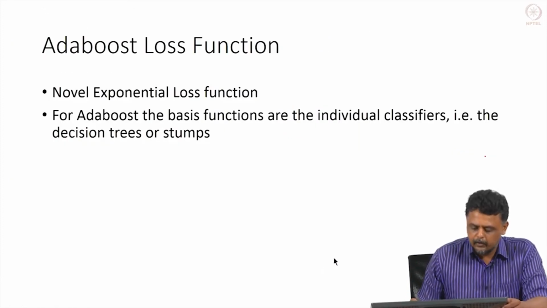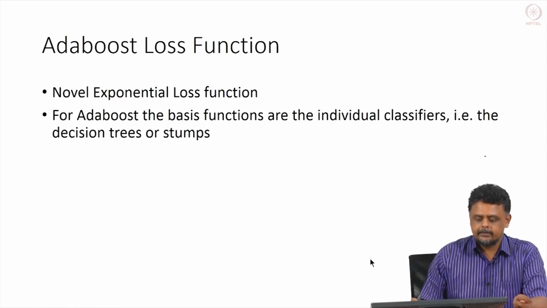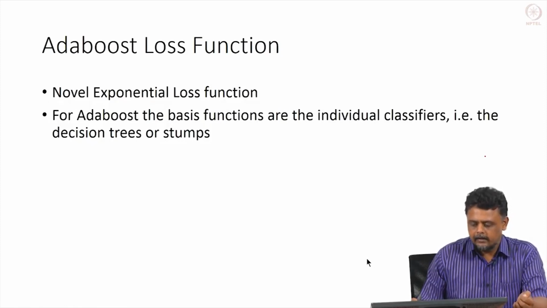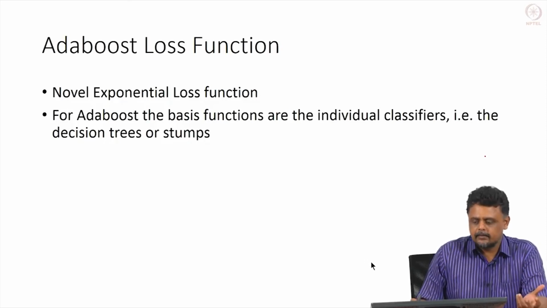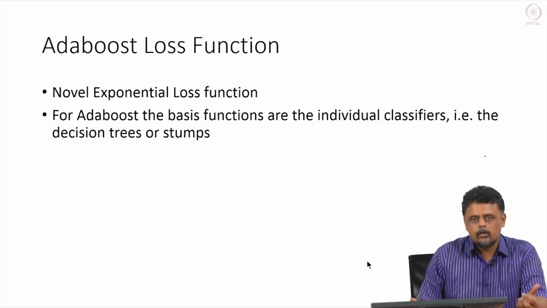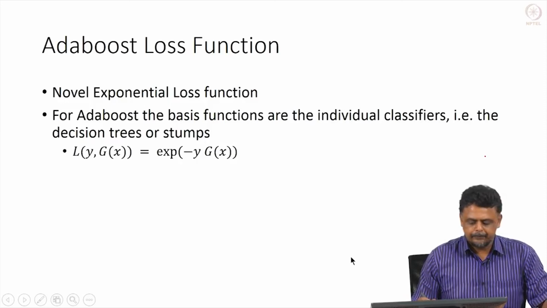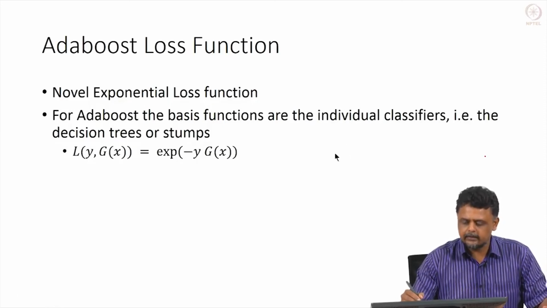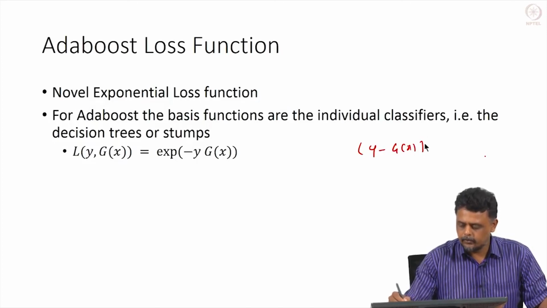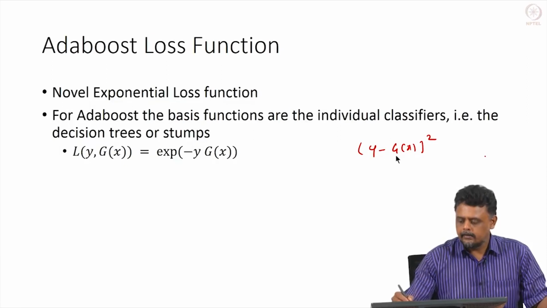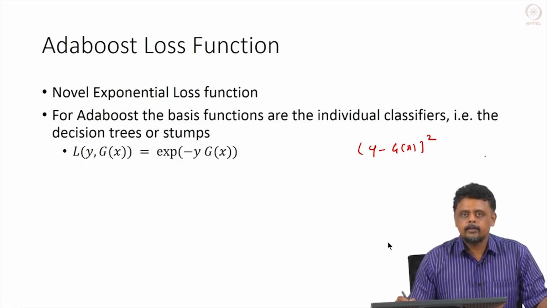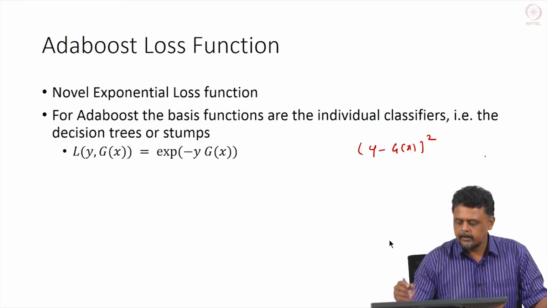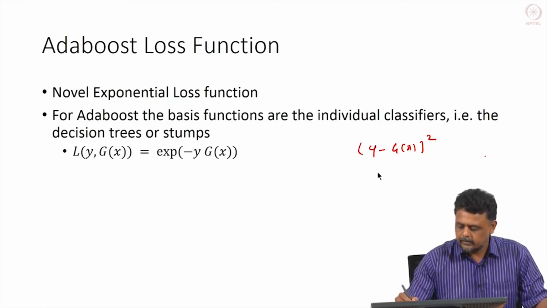The AdaBoost loss function is an exponential loss function, and the basis functions, as we had mentioned earlier, are nothing but the individual classifiers, the decision trees or the stumps. Recall that in the previous slide we looked at a least squares function, wherein we did y minus g of x squared, and this stage-wise additive modeling proceeds by trying to optimize, trying to estimate this.